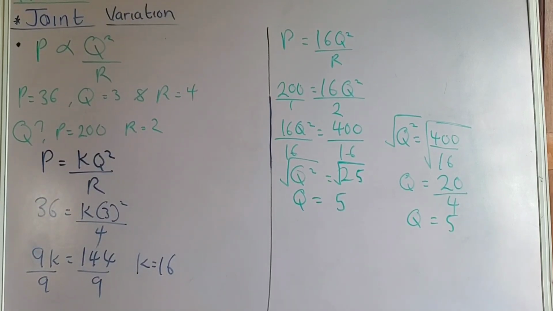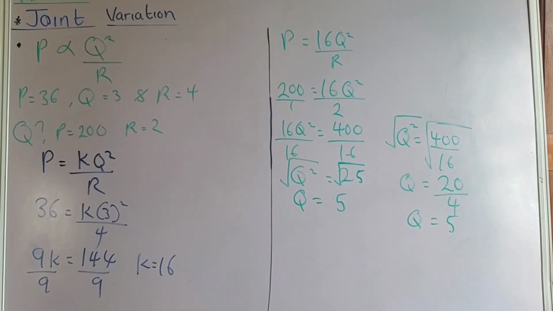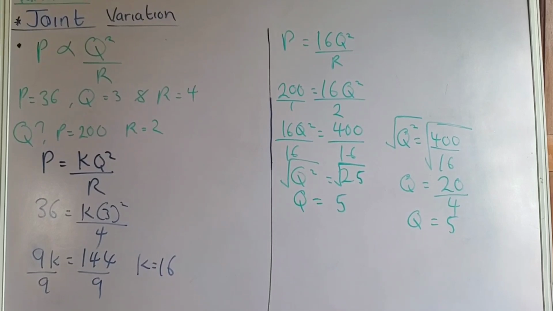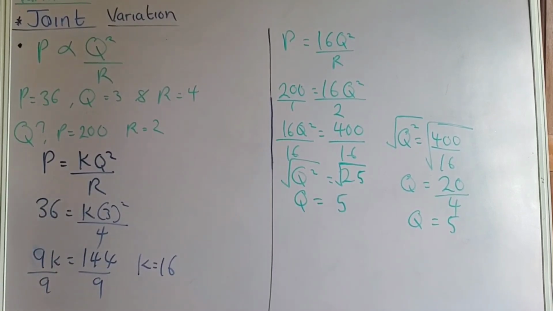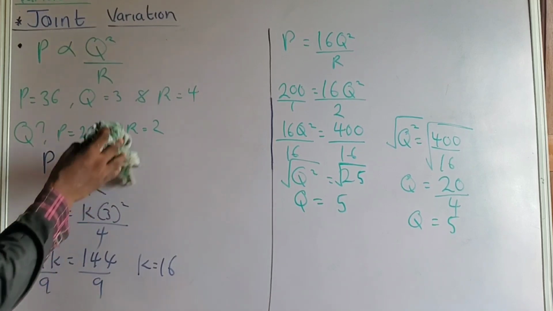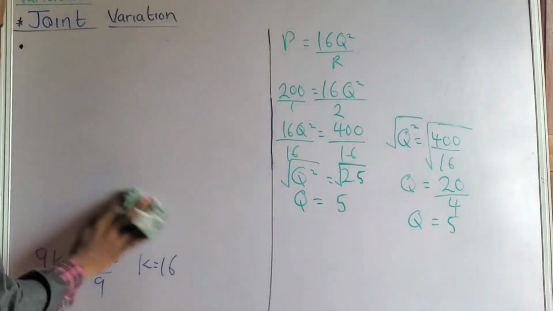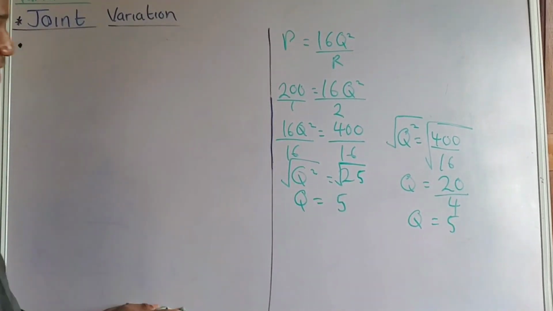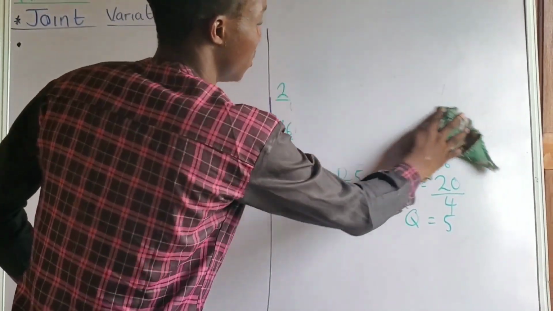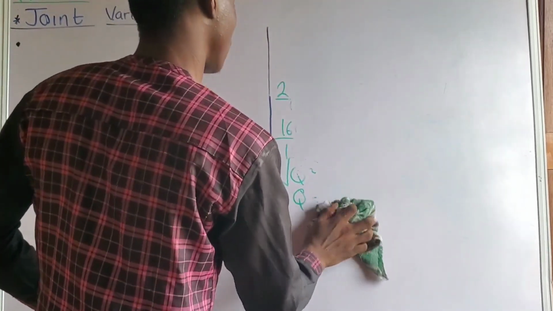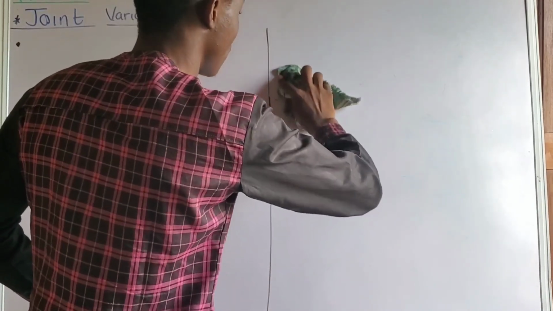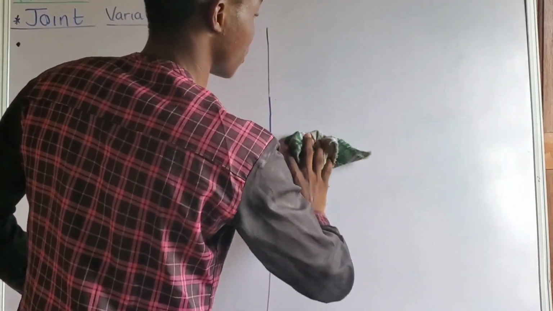All you have to do is just pay attention. You can see that in joint variation, we are dealing with a variable depending on two variables. That is the basic ideology behind this concept, joint variation. So if you come across this in the exam, I'm very sure you'll be able to solve the question.